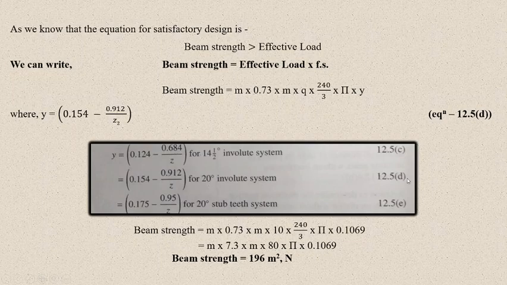Here is the equation 12.5d, and the value of y is 0.154 minus 0.912 upon z2, because the design is based on worm gear for 20-degree full depth involute system. Now we will easily get the value of beam strength in terms of module, that is 196 m square in Newton.